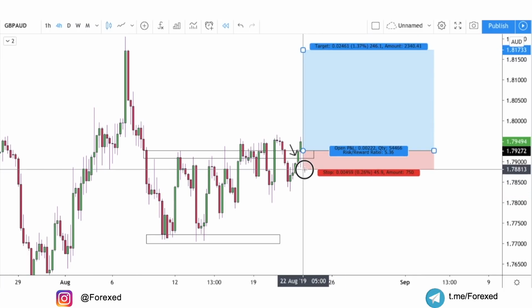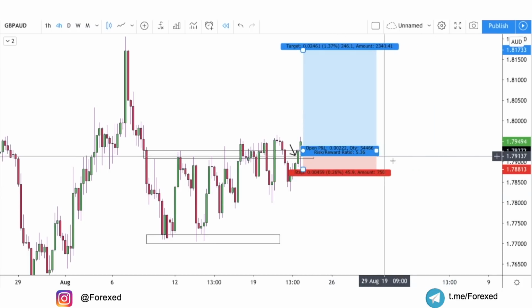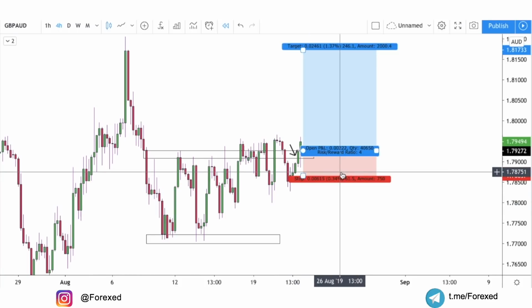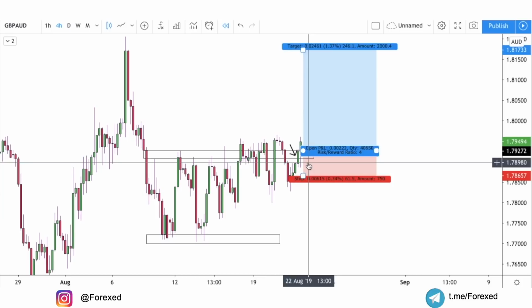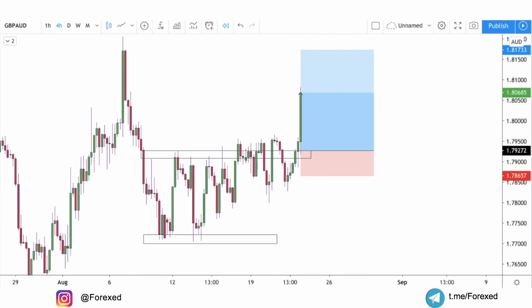Now, if we happen to lose this position, it is what it is. It's part of trading. But let's see how this trade plays out. Let's make the stop loss a bit more comfortable here. So we're going to look for a 1-to-4 risk reward on this trade. So let's see how this trade plays out. And you guys can see perfectly we had that retest and a huge bullish continuation towards the upside.